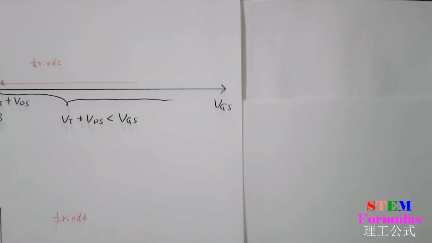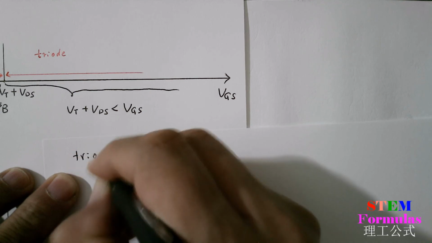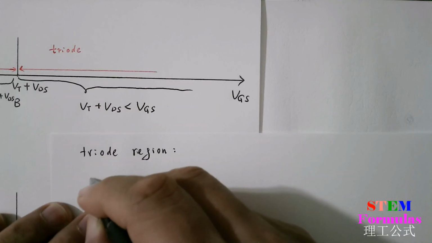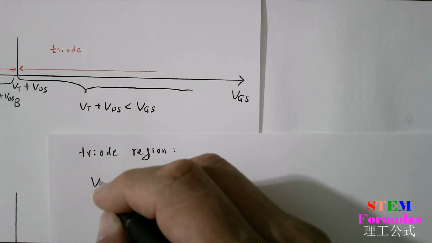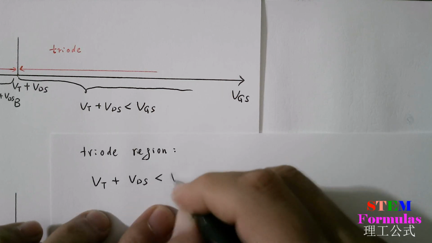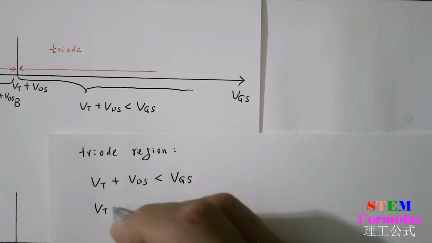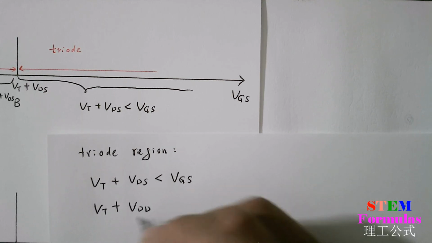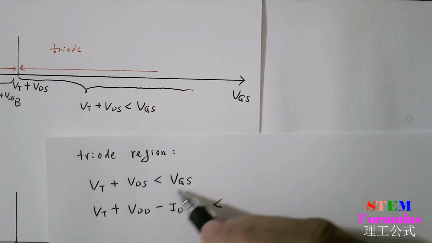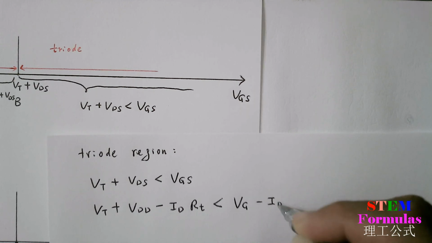I have this equation here. I write it down here. This is for the triode region. For the triode region, I have Vt plus Vds smaller than Vgs. So therefore, Vt plus Vdd minus Id Rd smaller than Vgs, which equals Vg minus Id Rs.